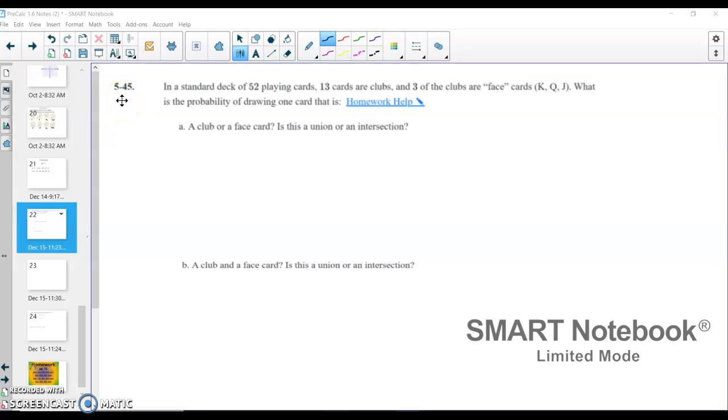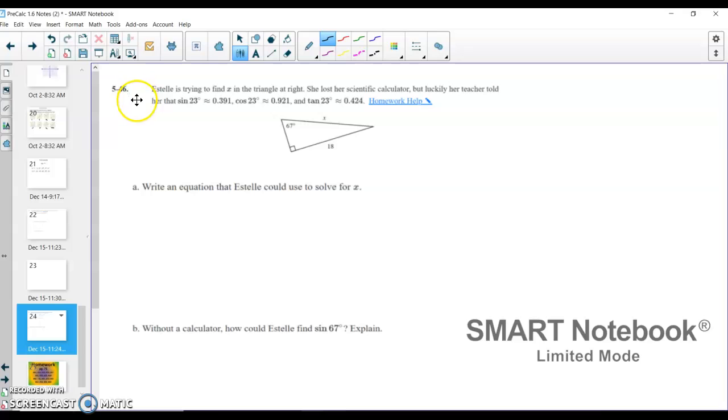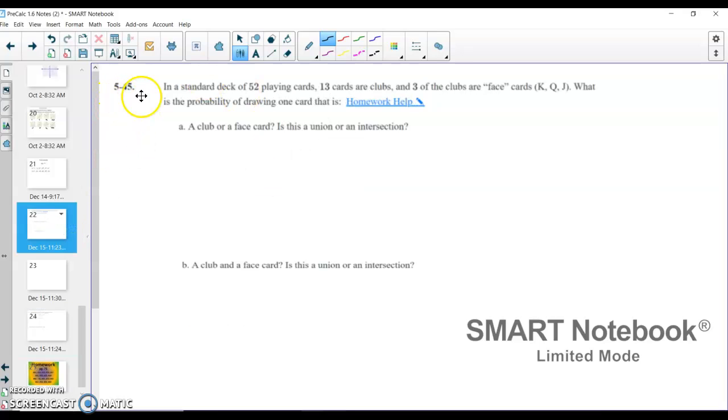Okay, here's my video for question 5-45 and 5-46 from the homework 514. The first one here, 5-45, is a probability union and intersection problem, and we're evaluating a deck of cards. It's saying that there are 13 club cards in a deck of cards. There's the 1 through 10, and then the 3 face cards, king, queen, and jack.